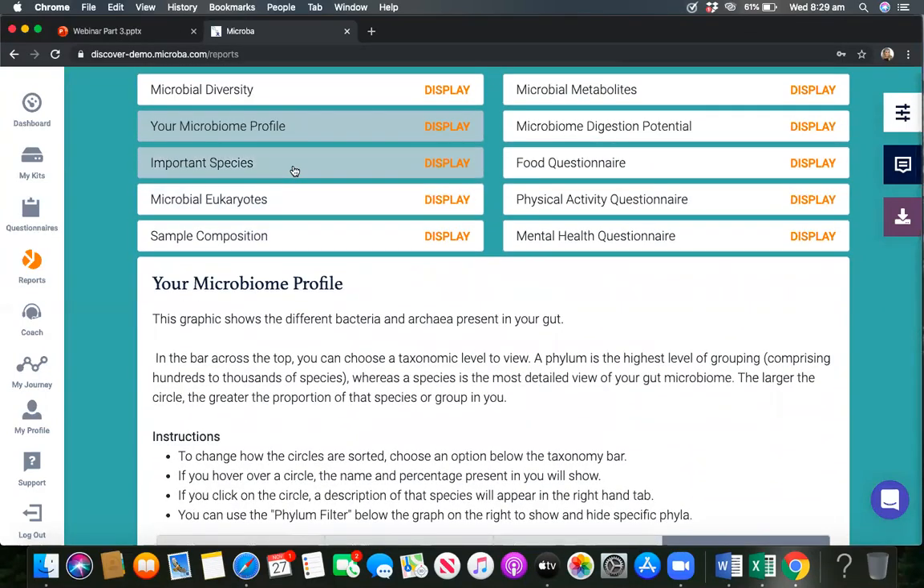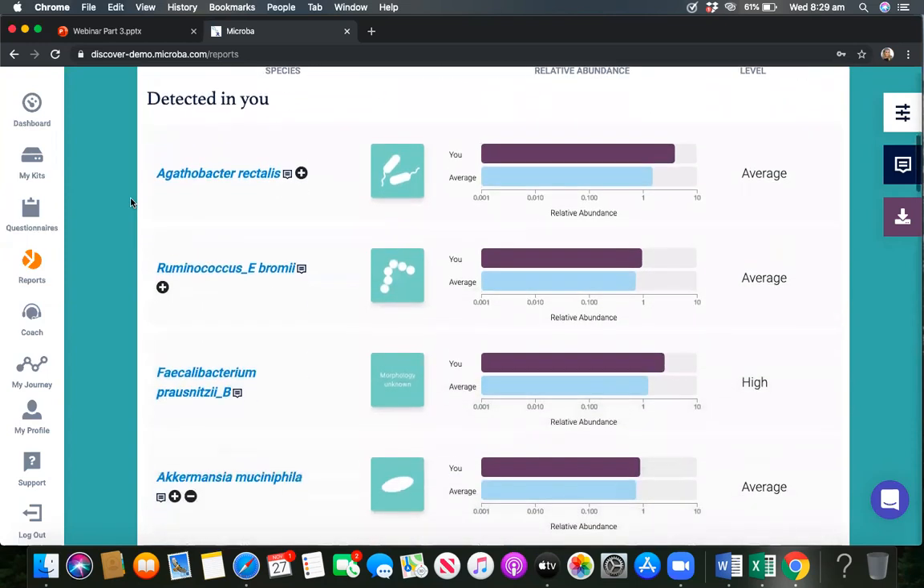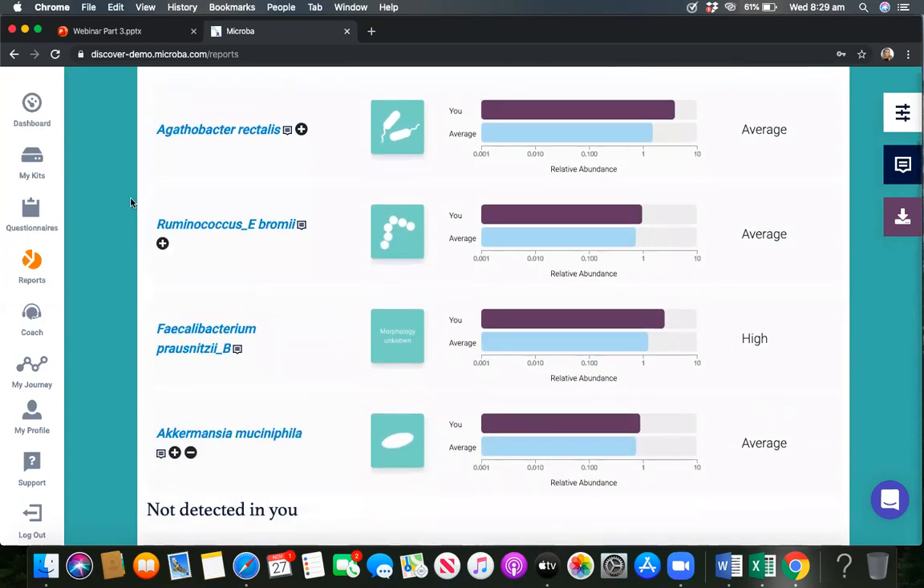Then we also have a look at his important species. So this section is looking at species that have been important in terms of science so far. So it's not an important list of species that you must have detected, because no such list even exists. But these are species that we know a little bit more about. We know what they do, we know what they consume, and some of the functions that they perform.